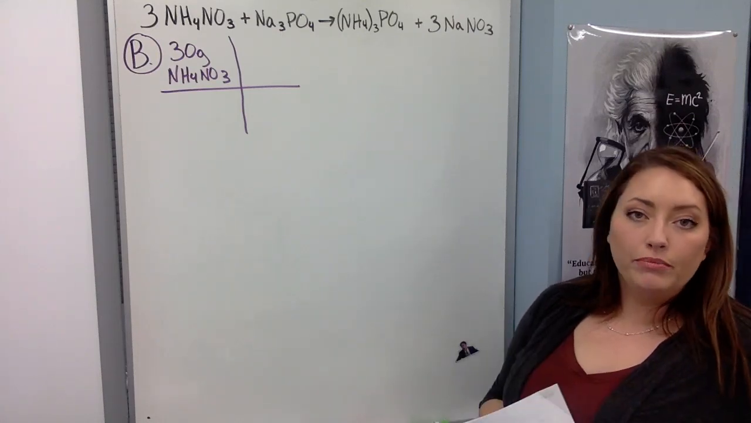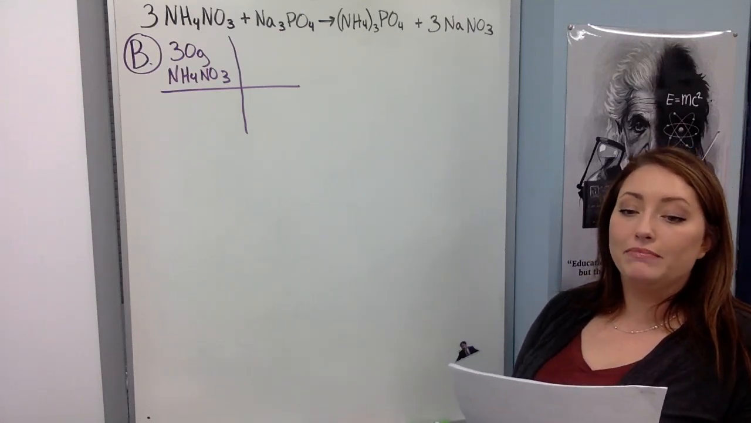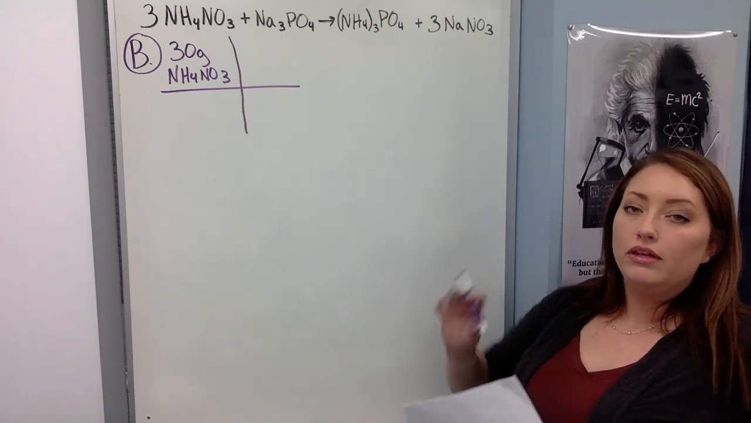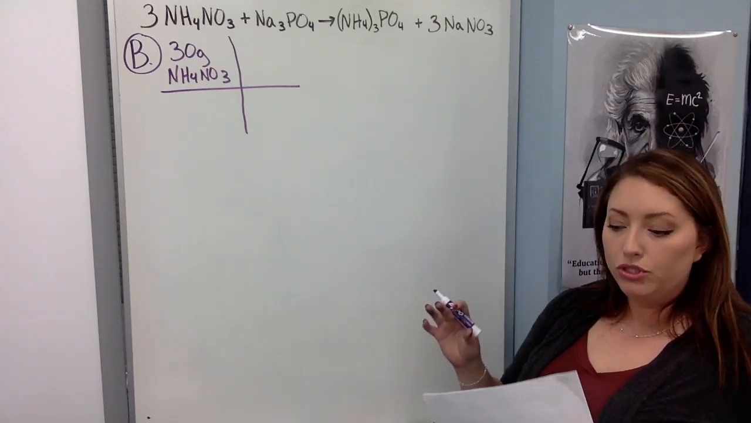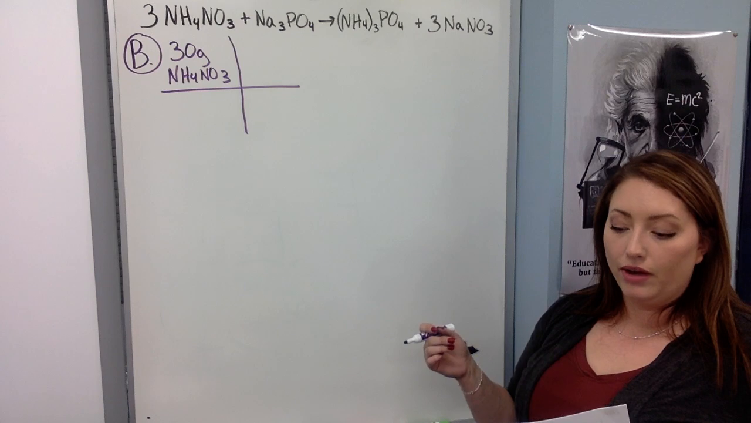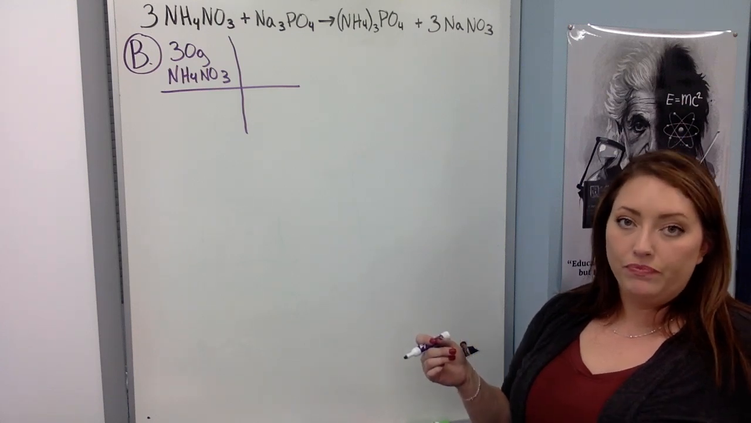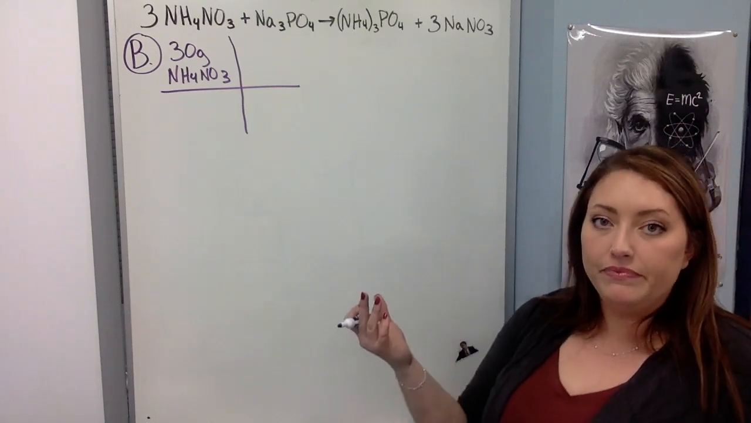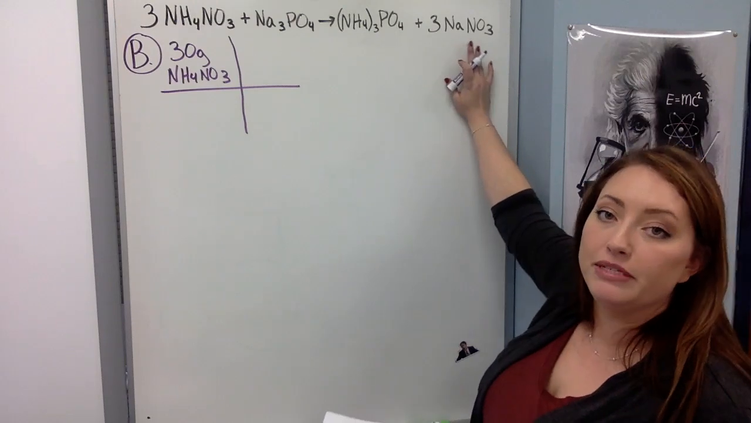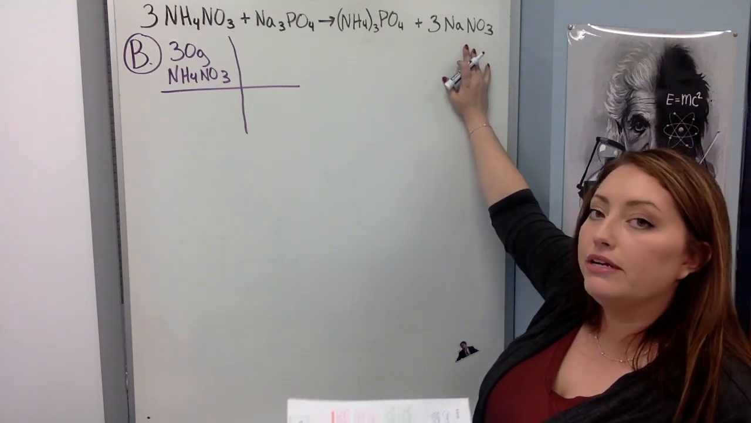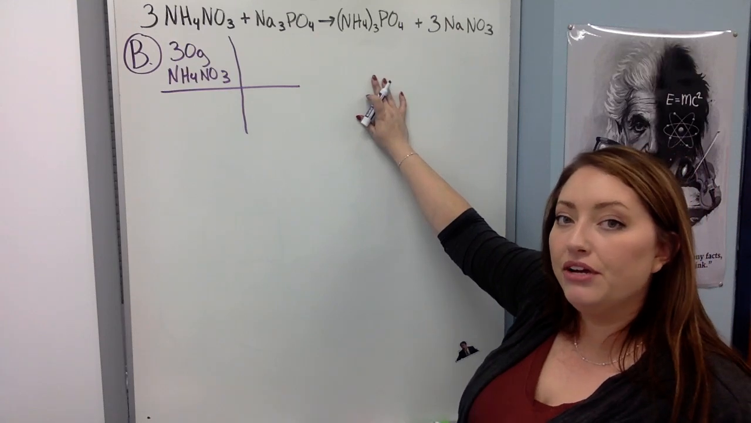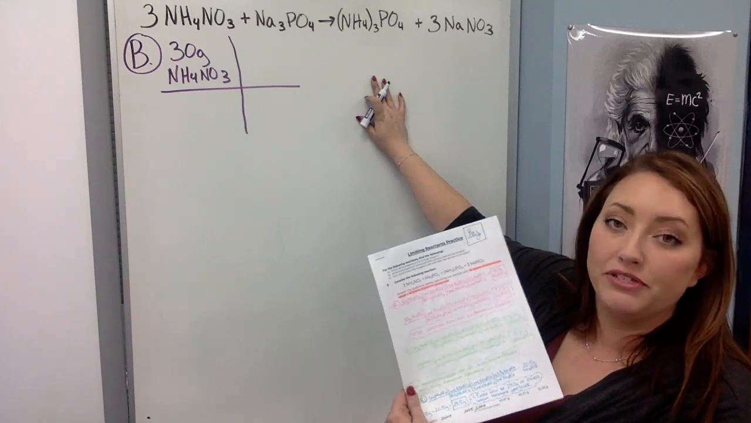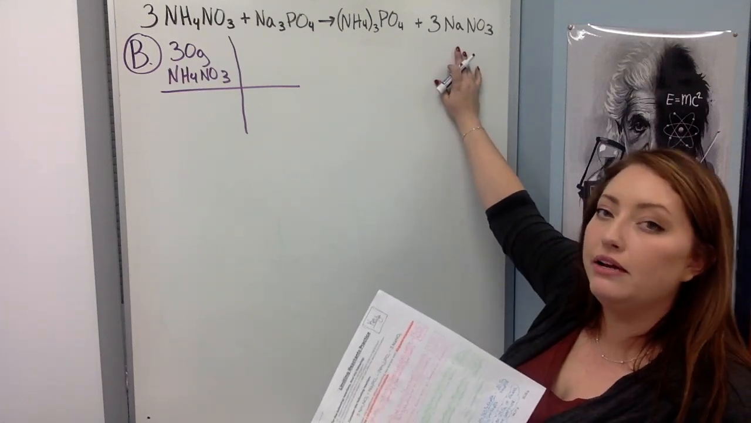Okay, so now we're on part B, and if you read that on your paper, it says, what is the maximum amount of each product that can be formed? In part A, your limiting reactant already told you that you were going to produce 31.8 grams of the sodium nitrate. So that part's already done for you. You can rewrite it down here if you'd like to. I usually do just to have my work shown. You don't have to, though. Just make sure that you don't forget to include that in your answer.